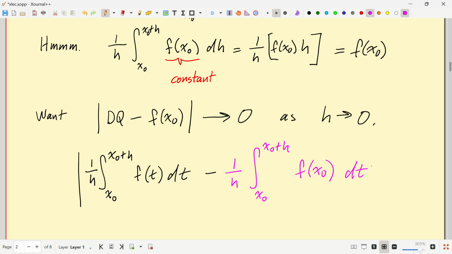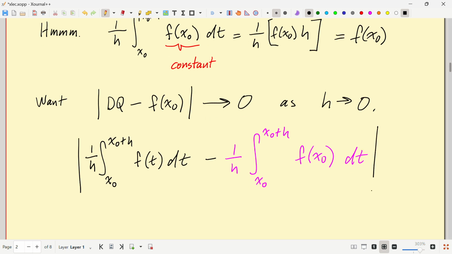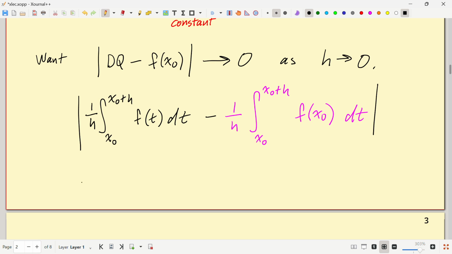I see something I wrote that's ridiculous. Up here, this should have been a dt. That's the area under a rectangle. And I realized, look what I can do. I can stick these things together, pull the 1 over h in front, and now I get the integral of something incredibly small. So it's an integral over a small interval of something that's incredibly small, because it's f of t minus f of x naught.